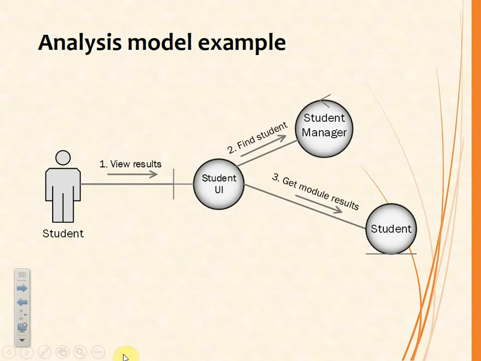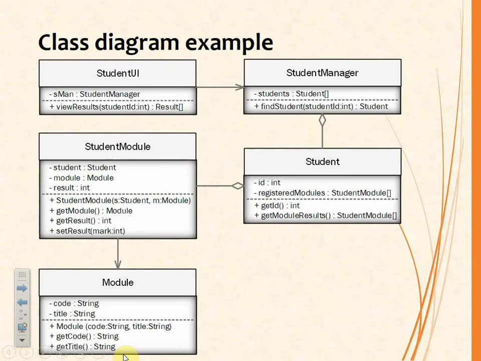That will come later. What we're focusing on with the analysis model are the types of classes that we will need for a given use case, the names of those classes, and the messages that will be sent between those classes. When we come to the class diagram, this is where we really get into the detail of the solution. We've thought about the kinds of classes that we want in the analysis model.